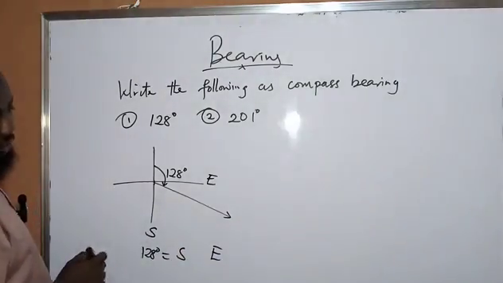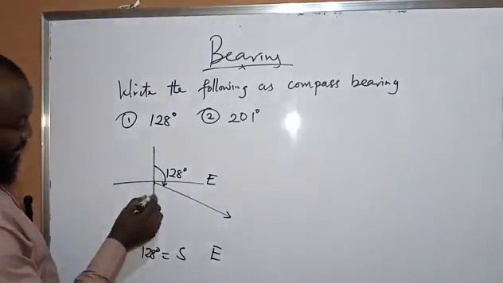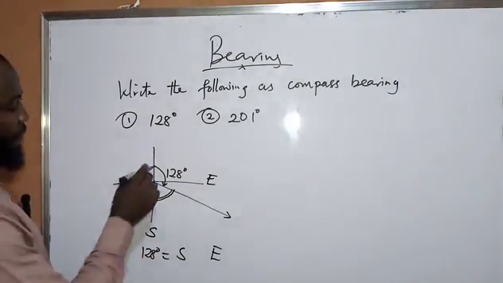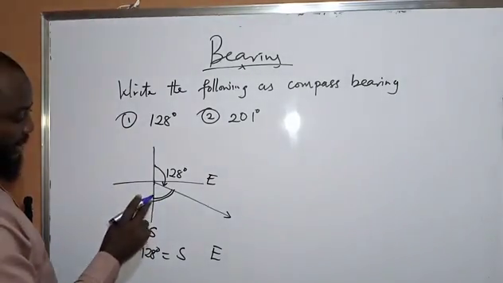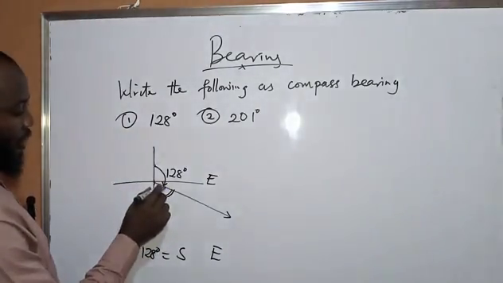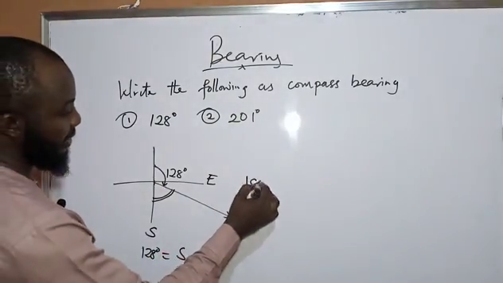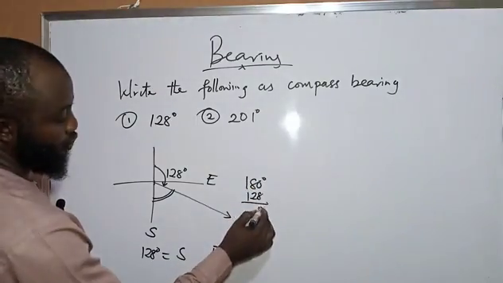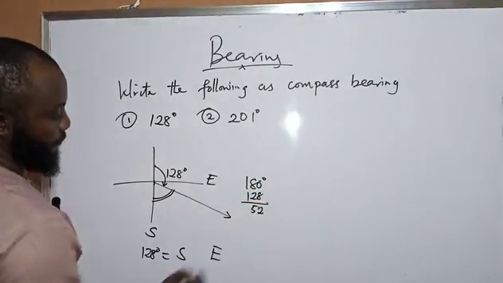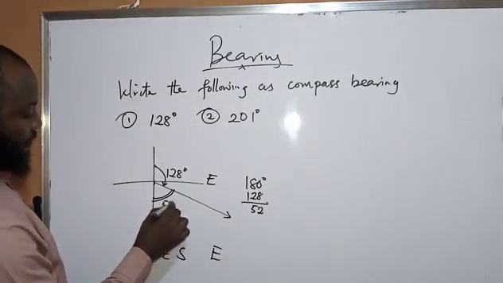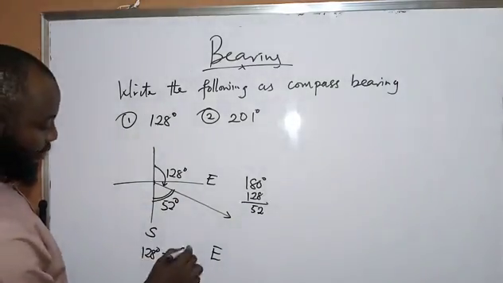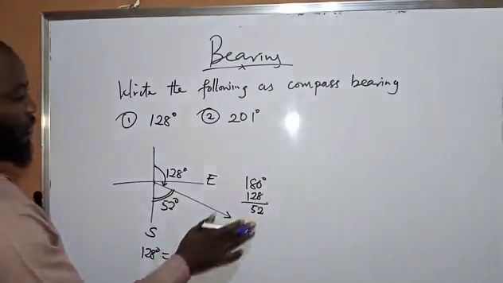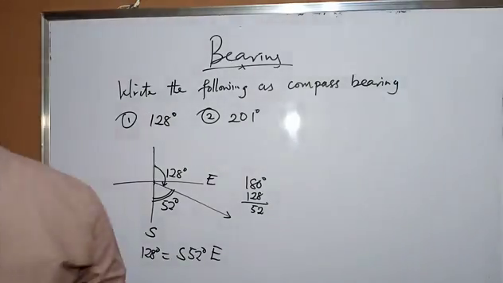Then it now remains this: south towards the east. So we are calculating this angle here. From here to this place is 180, and we've known from here to be 128. That will be 180 degrees minus 128 degrees. So we subtract, and this gives 52 degrees. That means the answer will be south 52 degrees east.